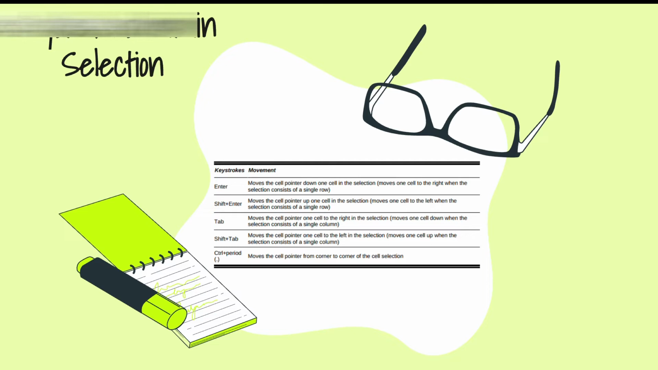If you click Control with the period sign, this will move the cell pointer from corner to corner. We said we have a selection from A1 to C4. If you click Control period, the cell pointer, or the selection pointer, will move all the way to C4.